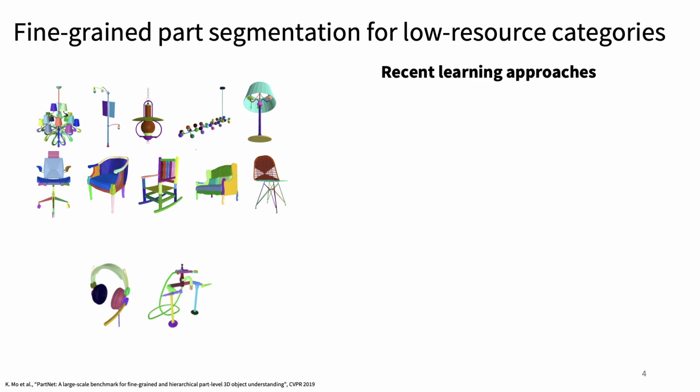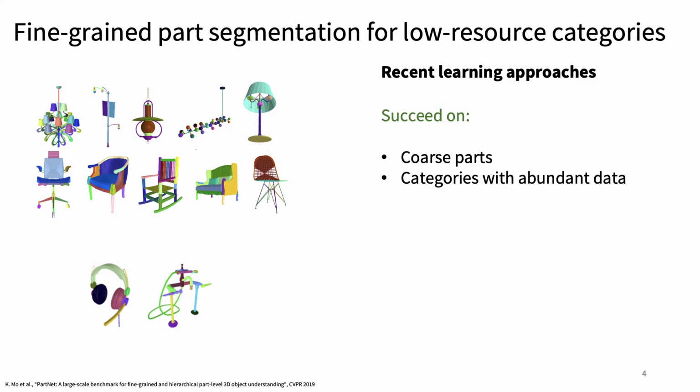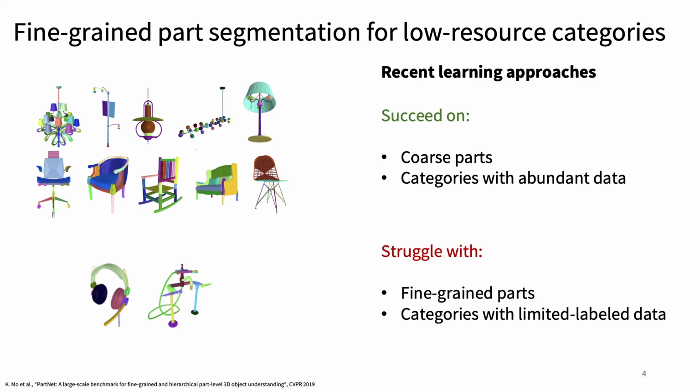Recently, many learning methods have been explored for this setting, and they produce impressive results for coarse part decompositions when there is abundant training data, but they often struggle when fine-grained parts are desired or when labeled data is limited. So while they might succeed on categories of objects that have many available annotations, such as lamps or chairs, they won't do as well on less typical object categories, such as earphones or faucets, where annotations can be harder to acquire.